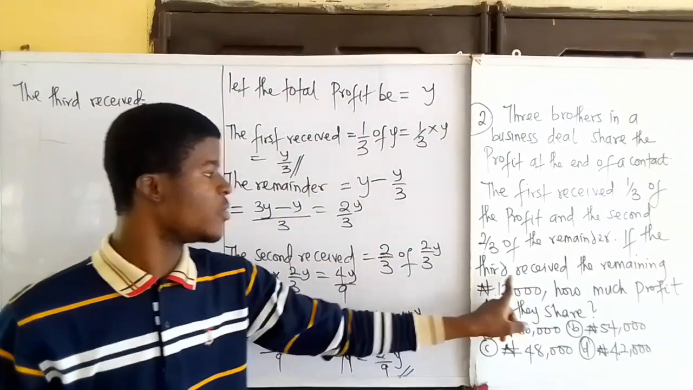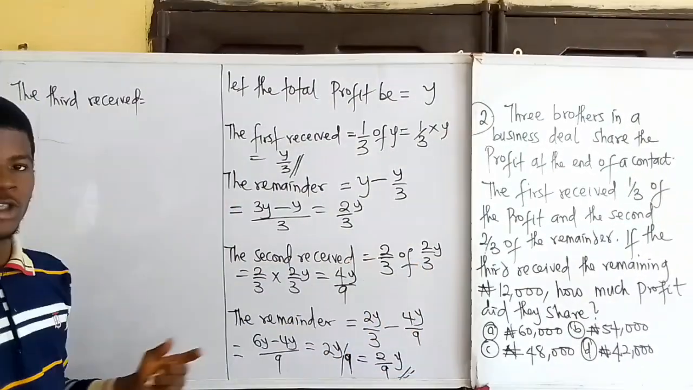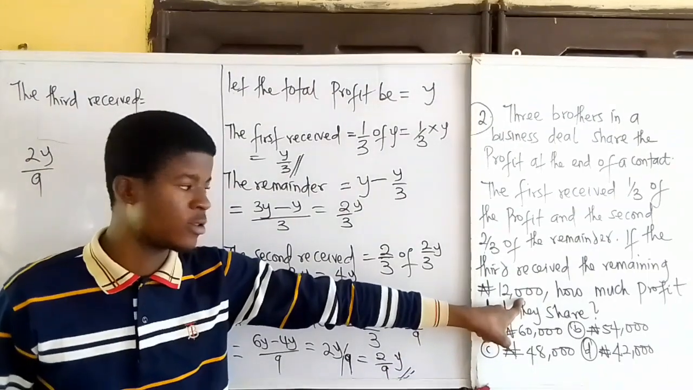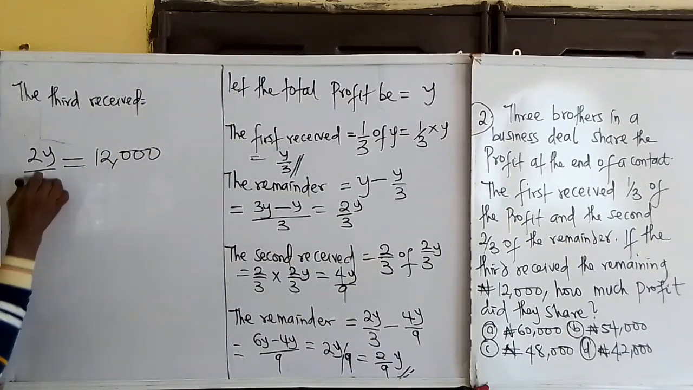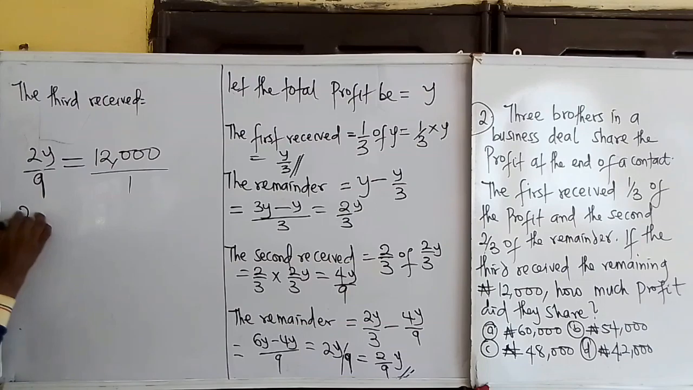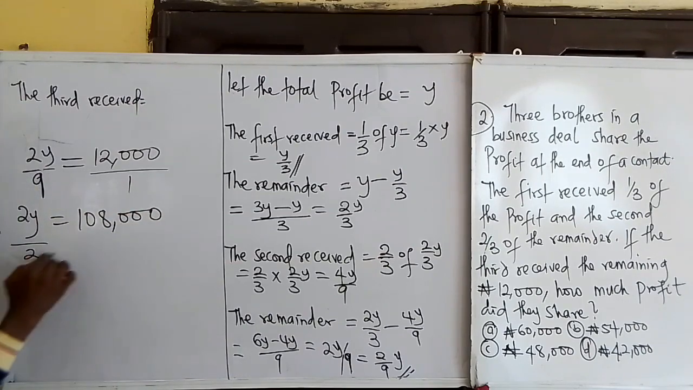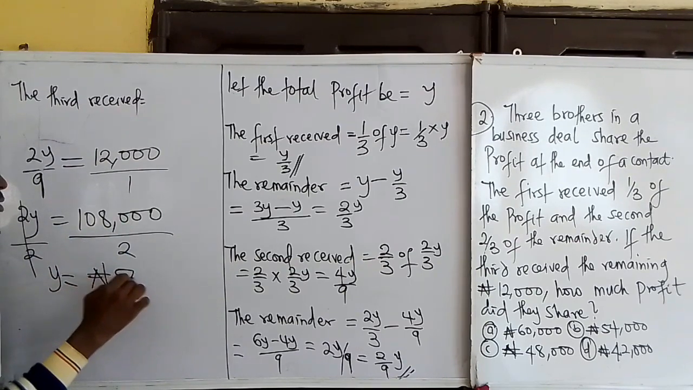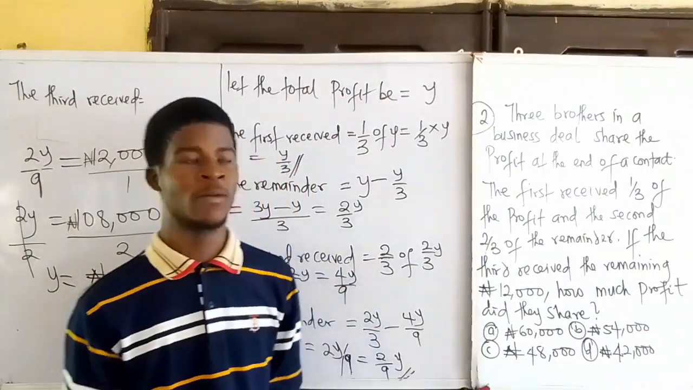Like the question said, the third person received the remaining 12,000 naira. So this is what is remaining now, and it belongs to the third person. So the third person will receive 2Y over 9. But this fraction is equal to this amount, 12,000 naira. So I will equate this together. 2Y over 9 is equal to 12,000 naira. If I cross multiply, 2Y times 1 is 2Y. 9 times 12,000 is 108,000. Dividing both sides by 2 to get Y, Y is equal to 108,000 divided by 2. That is actually 54,000. So this is the total profit that was shared among the 3 brothers.